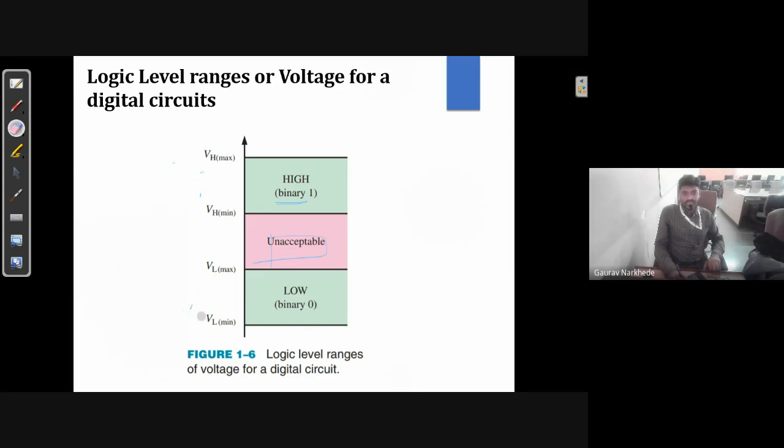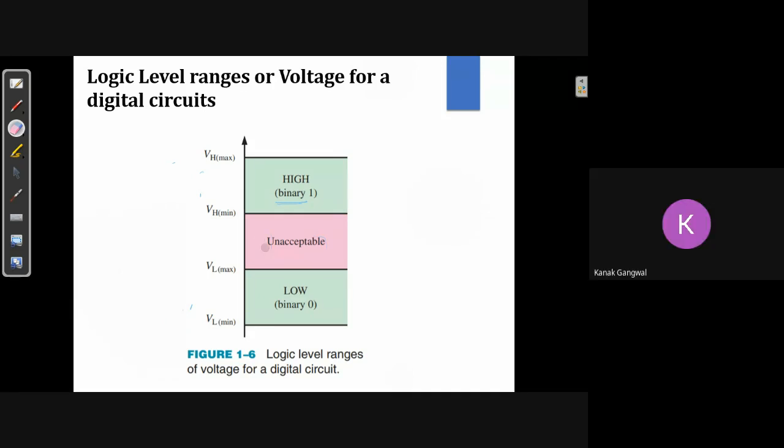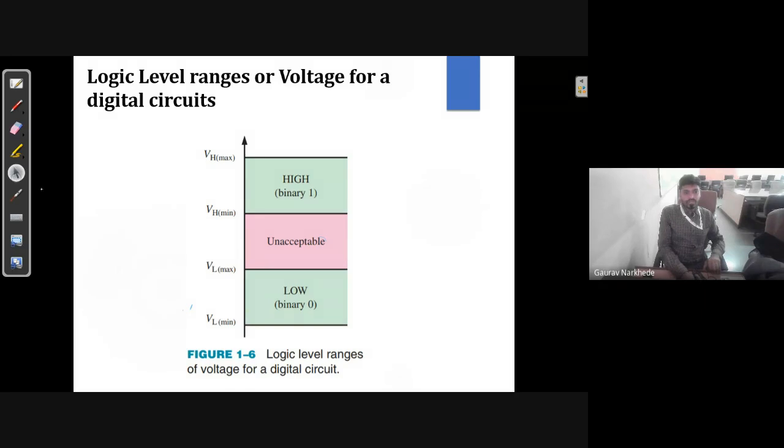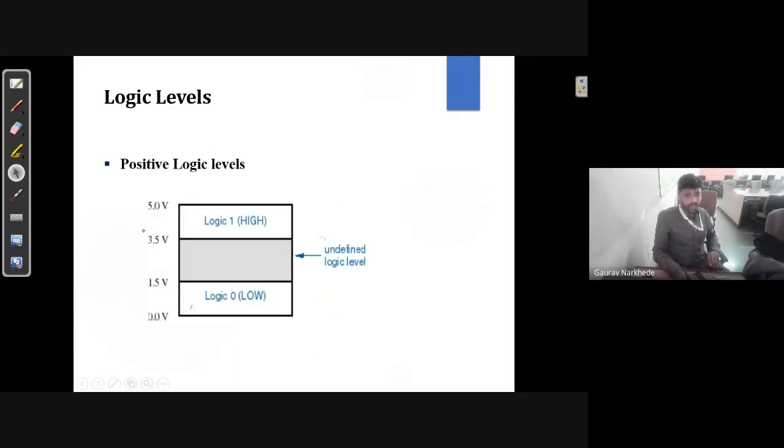Okay, great. So this is your positive logic system. लॉजिक 1 फॉर हाई, लॉजिक 0 फॉर लो, राइट? सो मैंने 4 लिया था, इन्होंने 3.5 ले लिया, थोड़ा ज्यादा टॉलरेंस रखा, नॉट अ प्रॉब्लम.